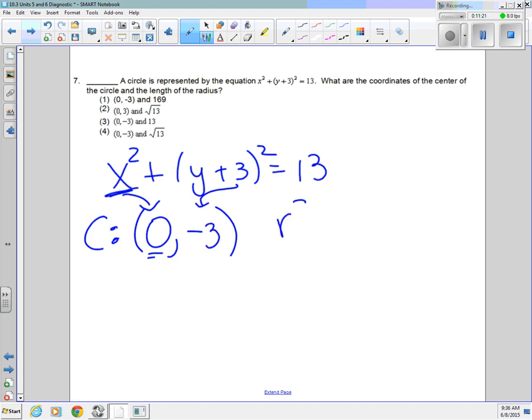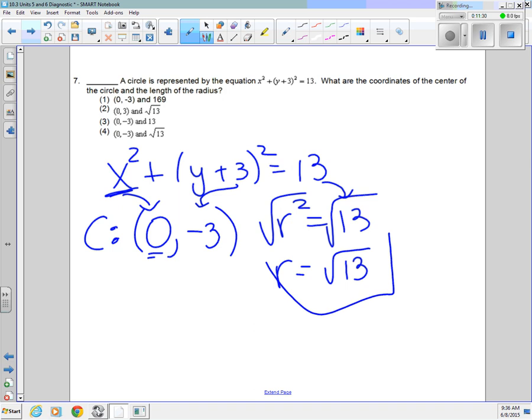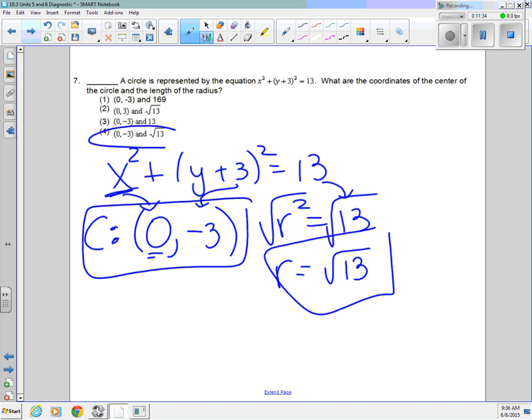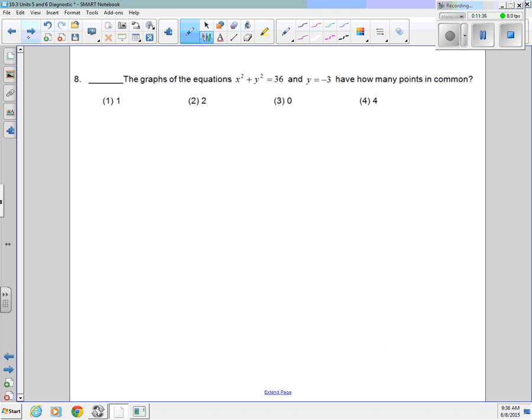And the radius: 13 is the radius squared, so if I take the square root on both sides, the radius would be the square root of 13. So my center is (0, -3). Radius is square root of 13. That's choice 4.